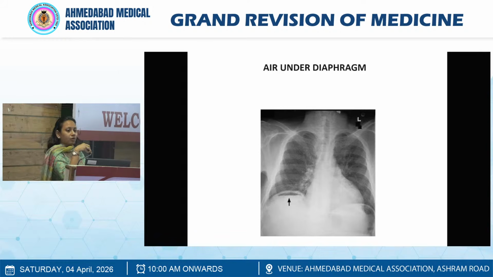Right side, the dome of the diaphragm is also elevated, right? And there is air under the diaphragm. Air under the diaphragm is an acute emergency.